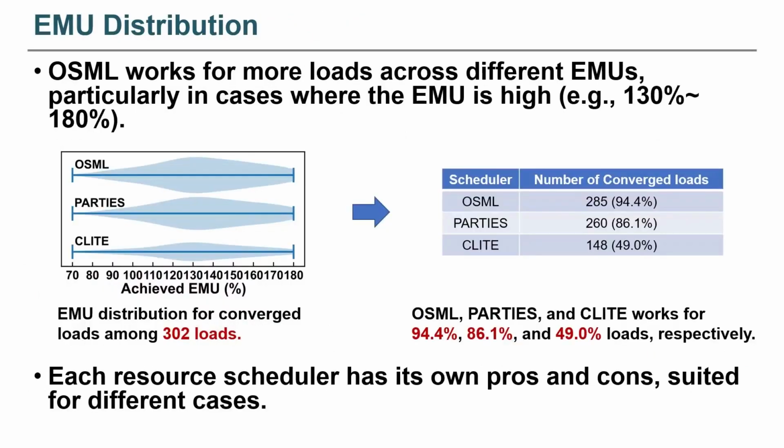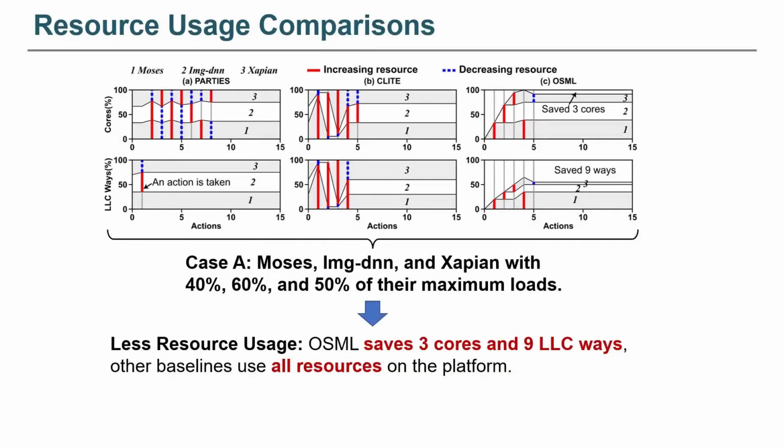We also show that OSML works for more loads across different EMUs, particularly in cases where the EMU is high. OSML uses fewer resources to support the same loads to meet the QoS targets. This figure shows the actions used in OSML and the other baseline scheduling processes for case A. This figure highlights the scheduling actions using solid red lines to represent increasing resources, and blue dotted lines to denote reducing resources. We observe that OSML has the least resource usage.